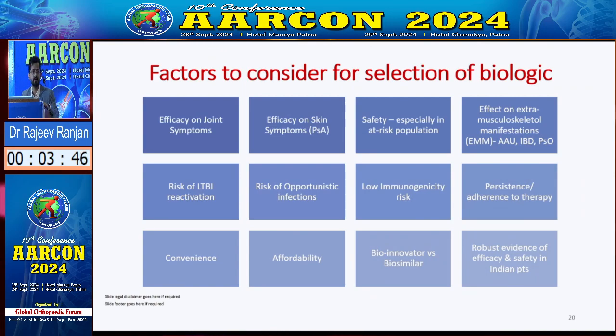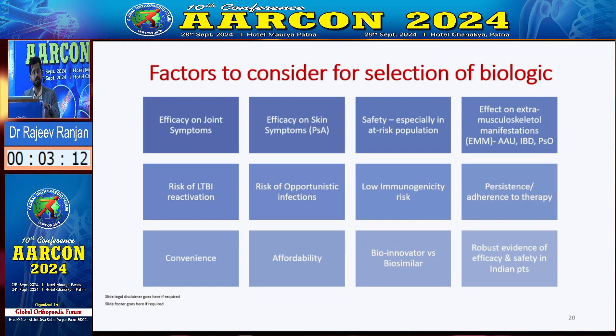There are multiple factors taken into consideration before giving a biological molecule. First, how efficacious this particular molecule is. Second, how much is the efficacy on the skin symptoms, especially the psoriasis. Third, what are the safety profiles, in which group this biological molecule will have fewer side effects. Fourth, the extraarticular manifestations, like whether uveitis or IBD is there or not, and whether there is any psoriasis or not.